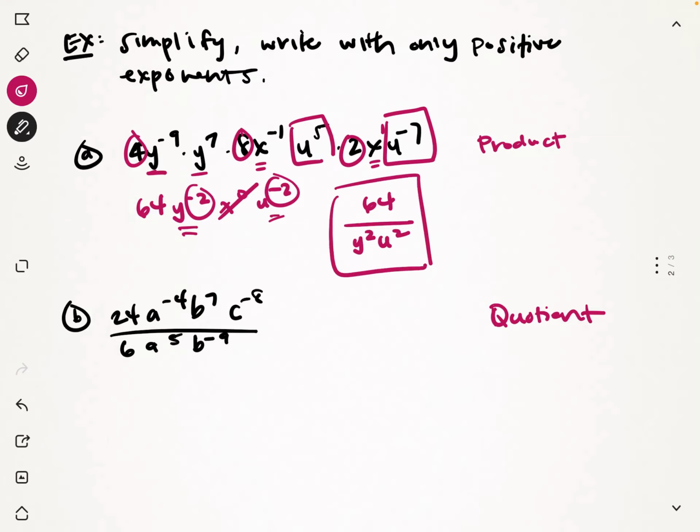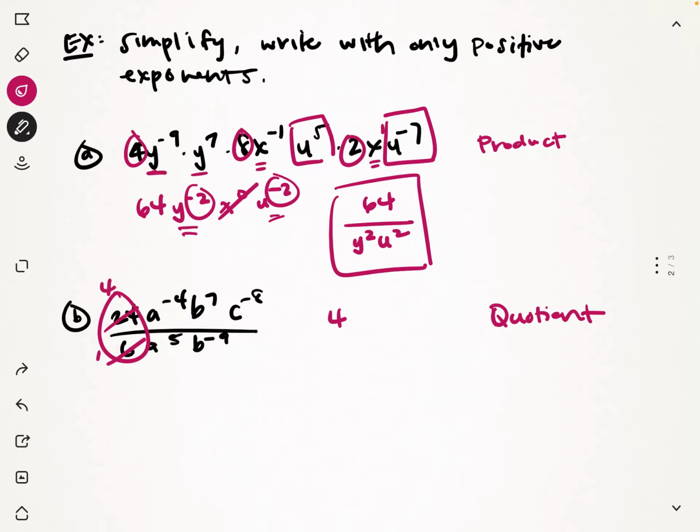Okay, similarly for part B, this time we're doing quotient rules, so we're going to do our 24 divided by 6, that's 4. For some reason, people misplace their numbers, but if you think about reducing, right, 6 divided by 6 is 1, 24 divided by 6 is 4, 4 stays in the numerator. All right, be very careful with where you place your coefficients.